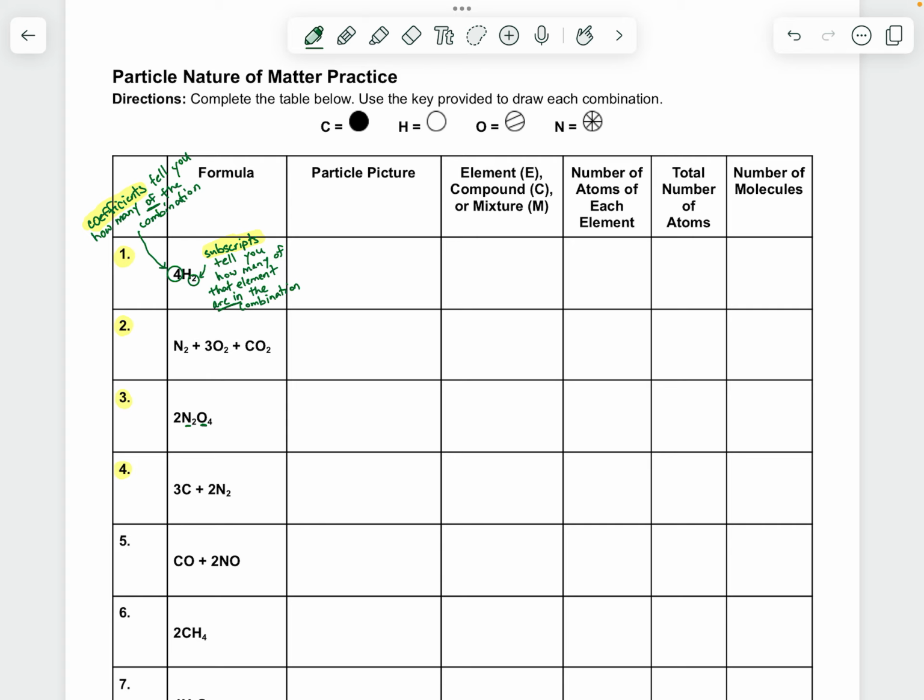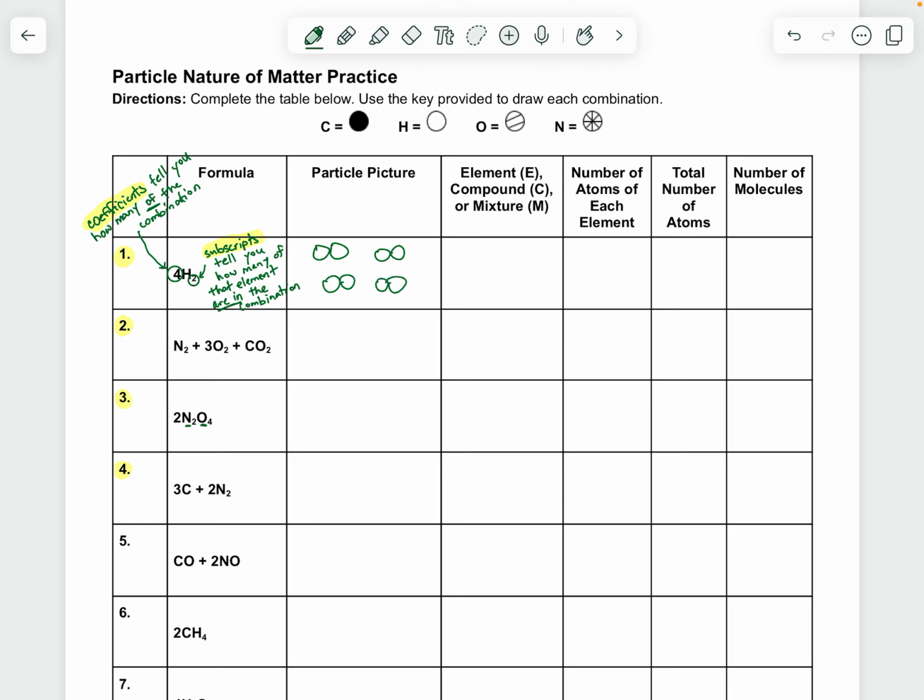And so how you're going to fill this out, you have your particle picture based on what the combination is. Remember, coefficients tell you how many of that combination there are, and the subscript tells you how many of that element are in the combination together. In this case, we have 2 hydrogens as our combo, right? 2 hydrogen. And there's 4 of that combination, so I'm just going to draw it 3 more times.